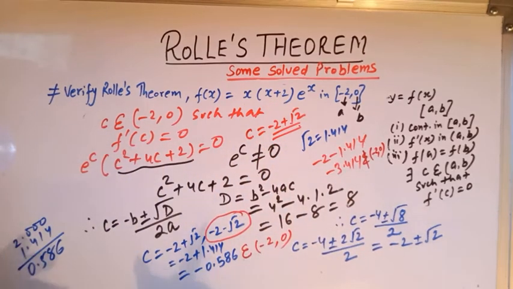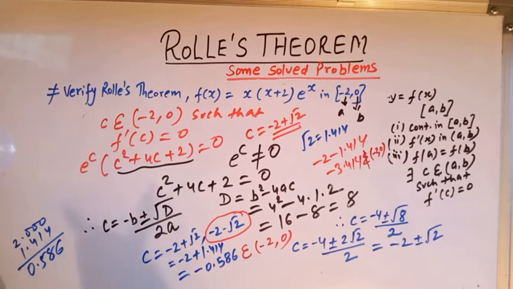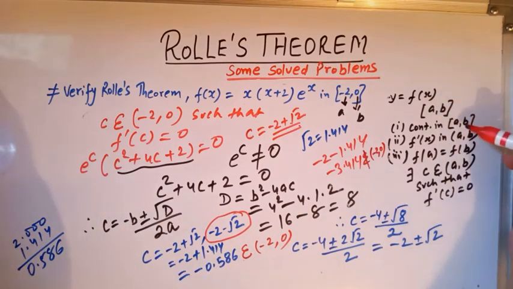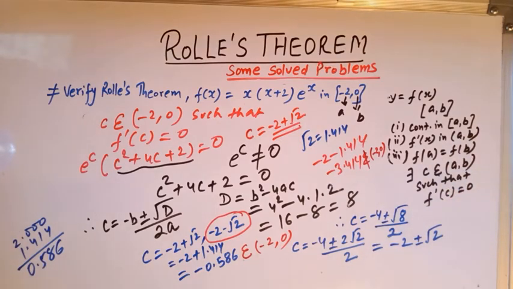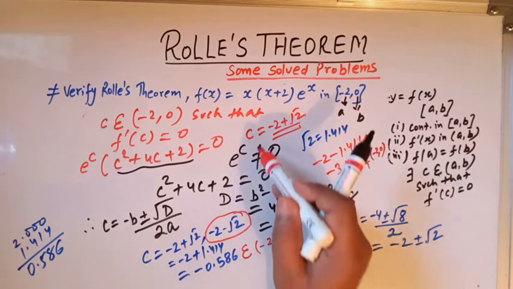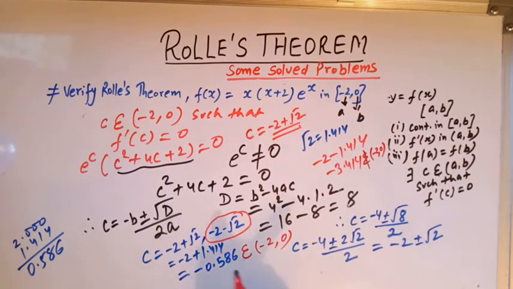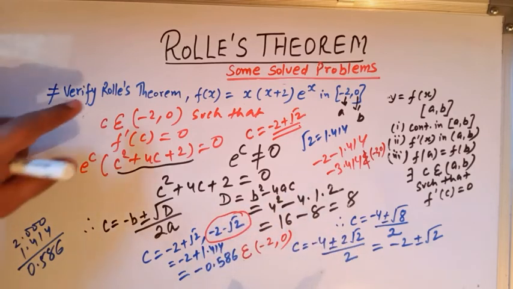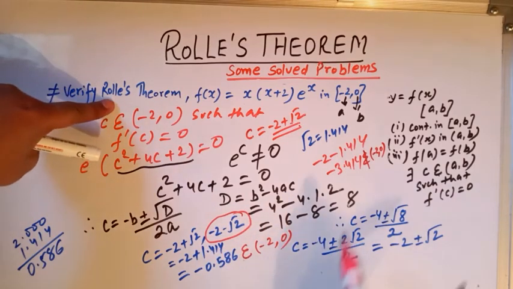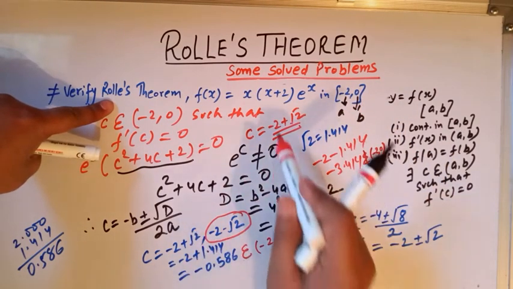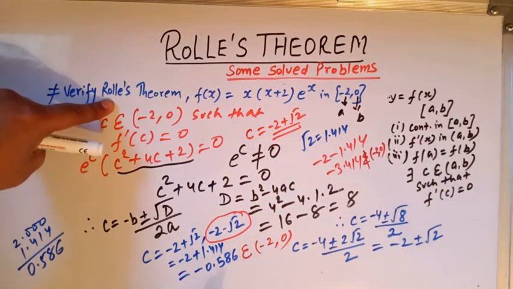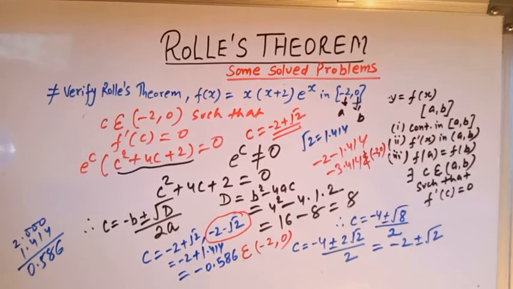Clear? Actually here we are getting two values of c, and Rolle's theorem says that if a function satisfies all these three conditions, then there must exist at least one value of c at which the tangent is parallel to x-axis. So here we have obtained actually two values, but this value does not satisfy the conditions of this Rolle's theorem in this interval. So the only acceptable value of c is minus 2 plus square root of 2. Clear?